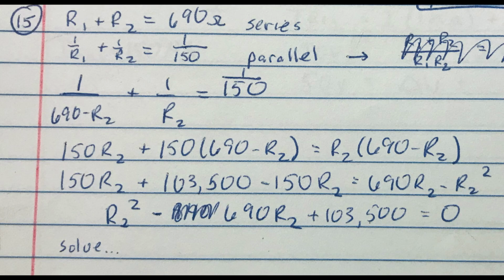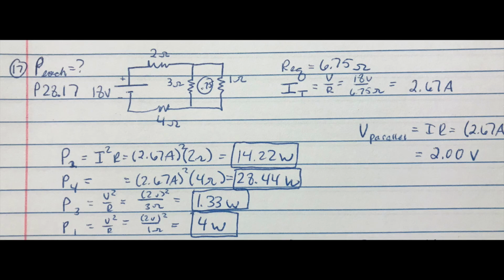So problem number 15. You've got two unknown resistors that are placed in series to give a combination of 690 ohms and in parallel to give a combination of 150 ohms. So we can set up the series equation and the parallel inverse equation. We've got two equations and two unknowns. Take the series equation, solve it down for R1, substitute it into the inverse equation, do a lot of algebra, and solve the equation down.